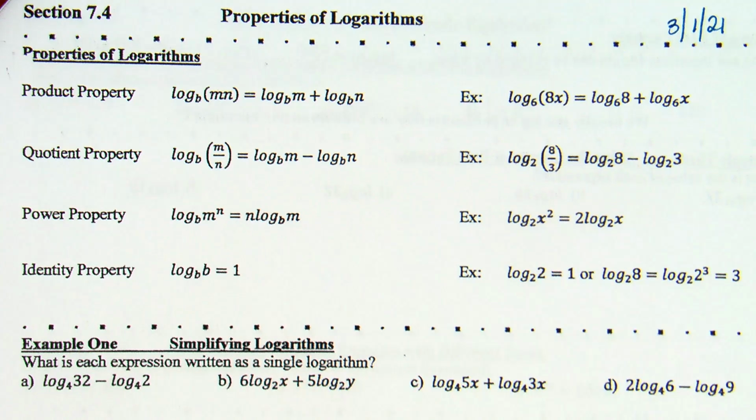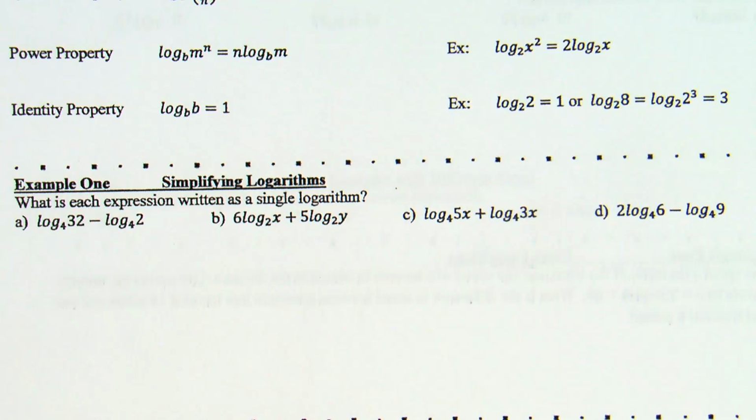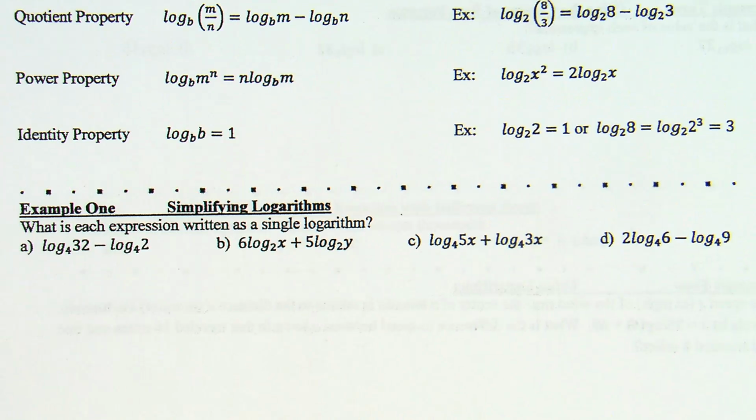So let's look at example 1 here. Example 1 says, write each expression as a single log. In homework or on a test, I can't remember exactly how it's written, but you might see it written as being asked to condense each log. So take these multiple logs and shrink them down to just one. So log base 4 of 32 minus log base 4 of 2.